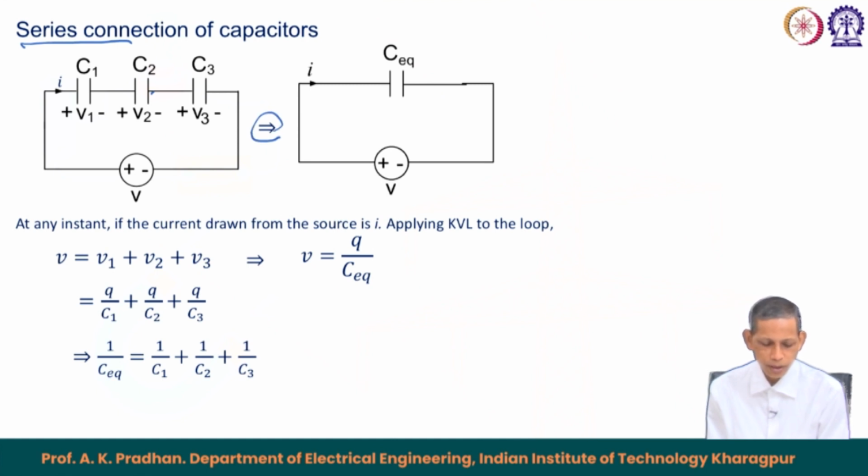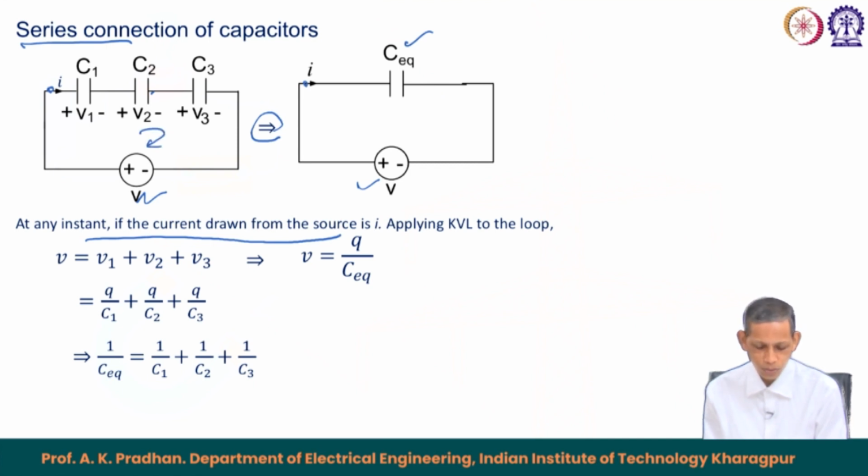So, as I mentioned earlier, the equivalent implies that the corresponding terminal current and the voltage will be the same. So, same voltage and the corresponding terminal current is I, and the equivalent capacitance is C equivalent. That results in, at any instant, if the corresponding current is I and we apply KVL through this loop, that results in V1 plus V2 plus V3 equals V, the applied voltage, rather we say this is the supplied voltage.